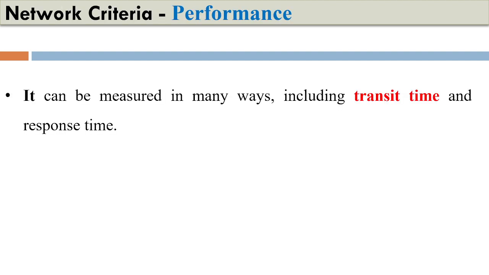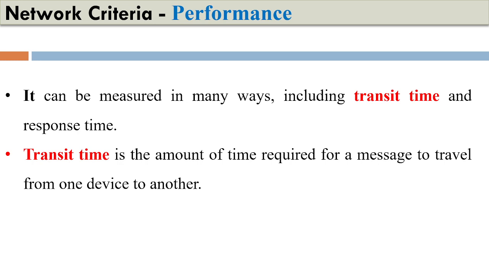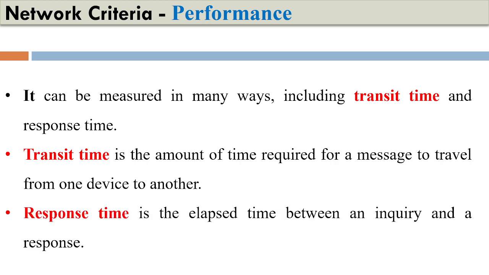Now, if we talk about the network criteria, what are the criteria that a network must fulfill? The first thing that it must fulfill is performance. It can be measured in many ways, including the transit time and the response time. The transit time is the amount of time taken by a message to travel from one device to another device. And the response time is the time elapsed between an inquiry and a response.